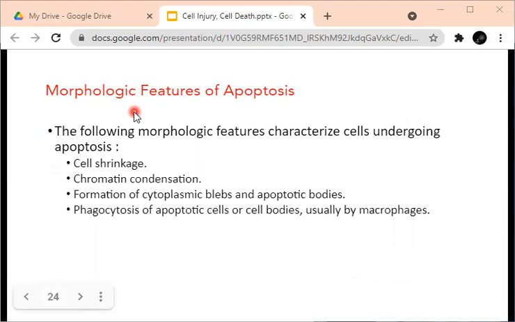Now, nakita natin kanina yung morphologic features of necrosis. Now we go to morphologic features of apoptosis. Again, okay, ito yung mga features natin that characterize apoptosis.